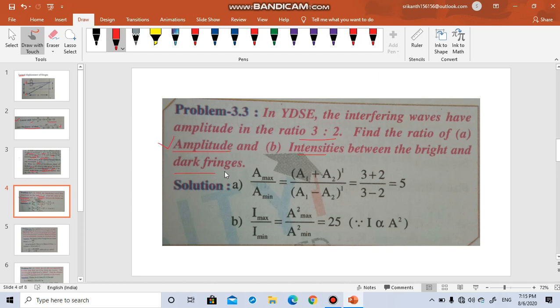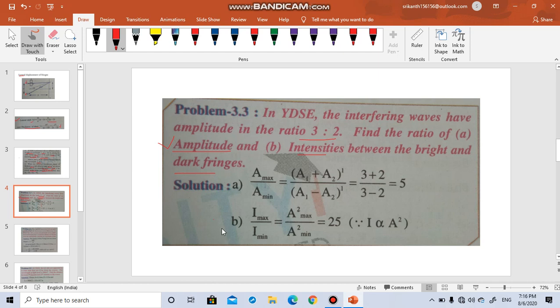Now you know that when we talk about amplitudes, we talk about maximum amplitudes and minimum amplitudes only. In the case of constructive interference, you need to add them. In the case of destructive interference, you need to subtract them. So it will be (3+2)/(3-2). Here they are in the ratio 3:2, so you can call them 3x and 2x. You can assume 3x and 2x so that x will get cancelled.